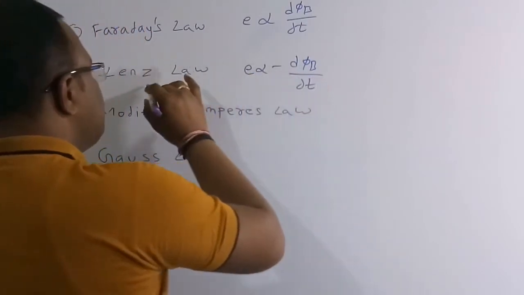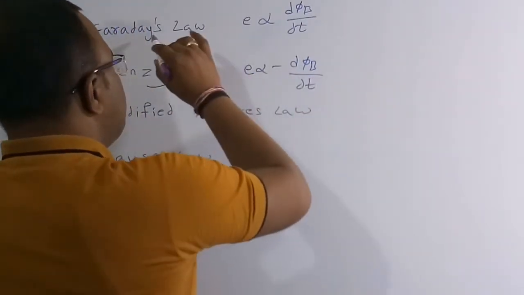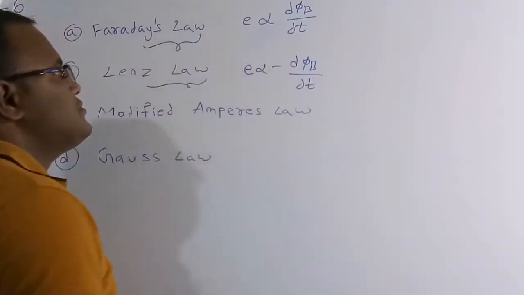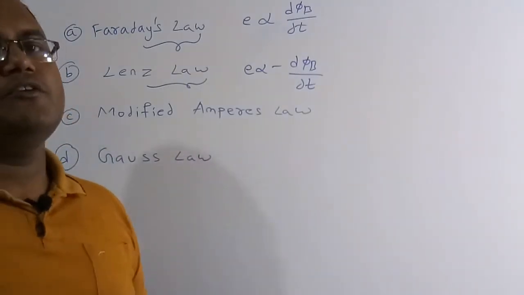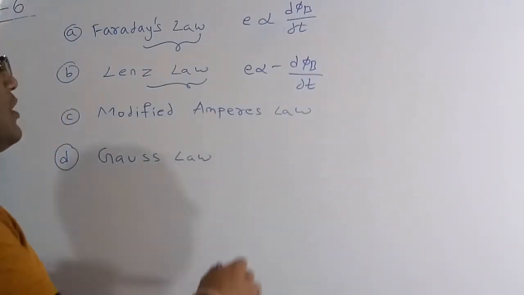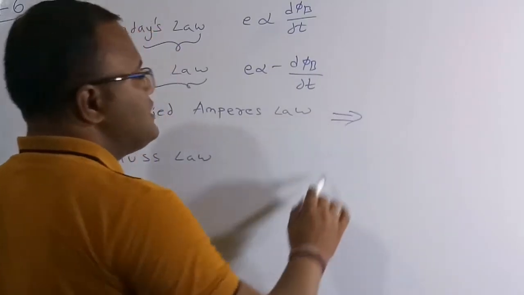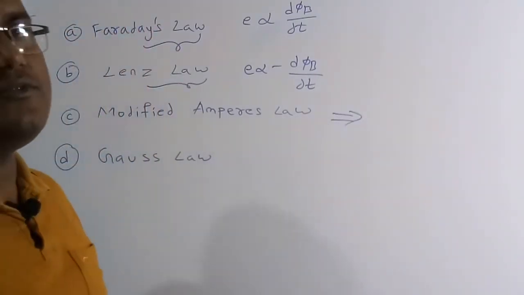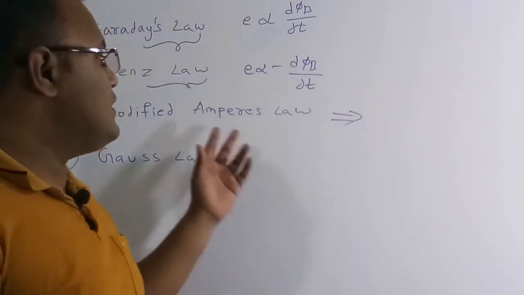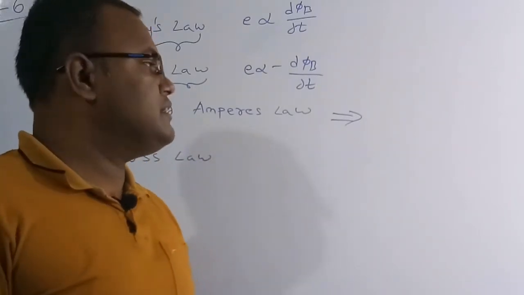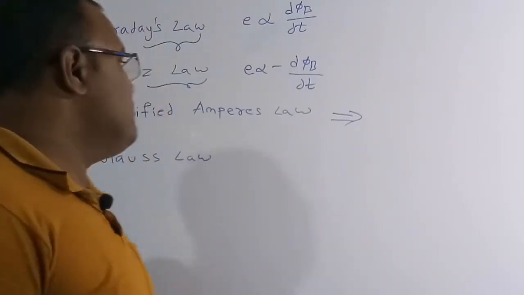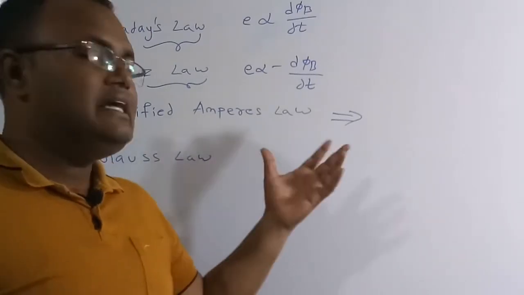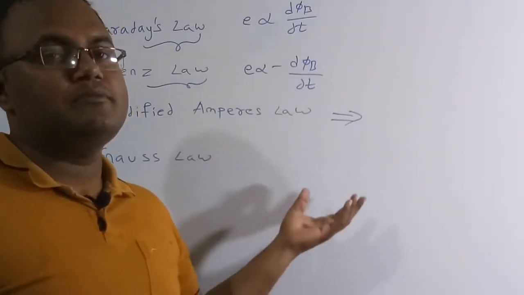So here he has given the direction of the induced EMF, whereas Faraday's law has given the expression of the induced EMF, how much voltage is induced. Whereas the modified Ampere's law is going to include a displacement current. See, only the Ampere's law will never include any displacement current, but the modified Ampere's law is going to include the displacement current expression also.